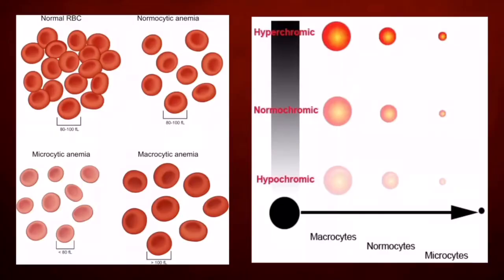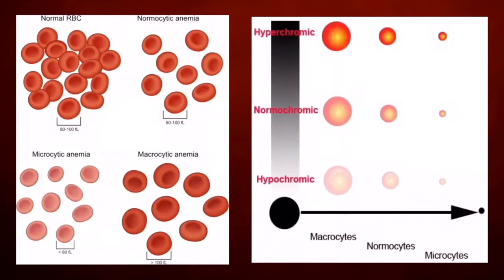And this is the picture which clarifies the types of anemias. The first picture, above, shows the normal RBCs. The next to it shows the normocytic anemia. So the size will be the same, 80 to 100 femtoliters. This is also 80 to 100 femtoliters, but the amount is less. See, the normal RBCs are more. In anemia, RBCs will be less.